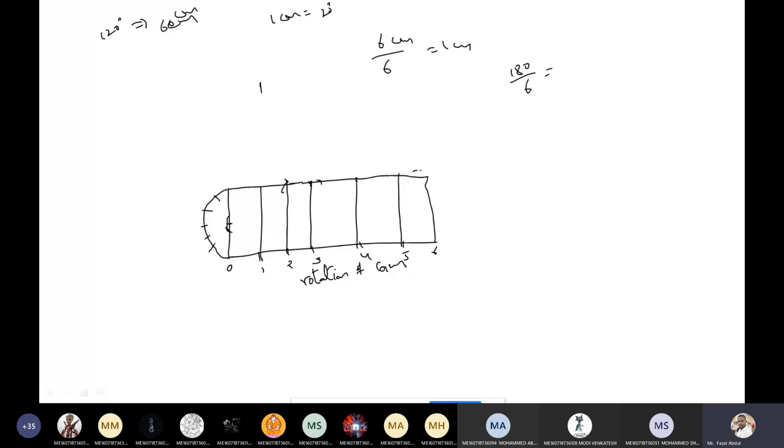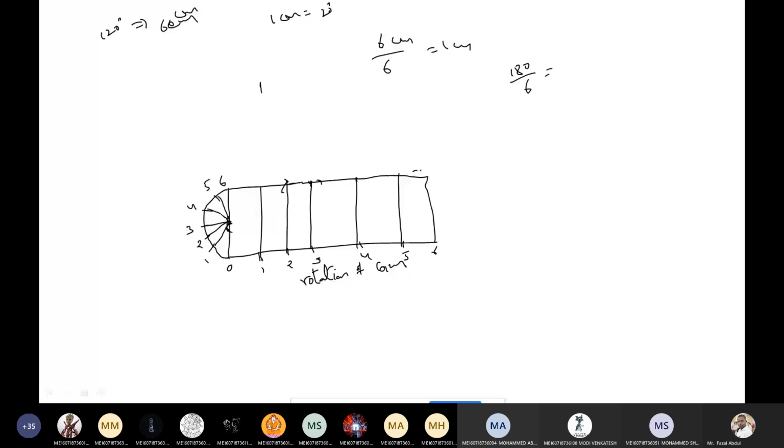Give the namings. 0 already given. Then 1, then 2, then 3, 4, 5, 6. Okay. After giving the names, connect all the points to the center. It means like this. After joining, through these points, first point, second point, third point, draw the horizontal line. I'm drawing here.